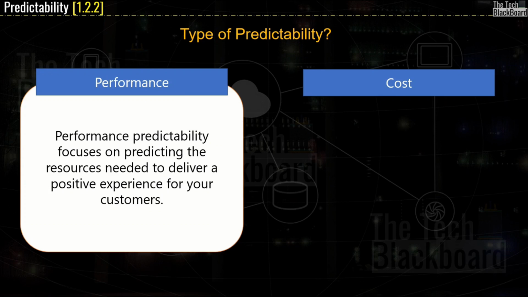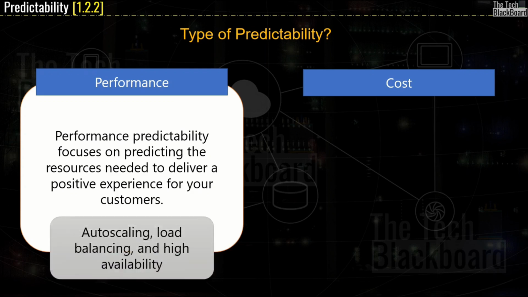For example, let's say that there is a sudden surge of traffic on your website and it's gaining lots of hits. Because of this sudden surge of traffic, your website needs more resources. We just talked about scaling. In this case, auto scaling can deploy additional resources to meet the demand and then scale back when the demand drops. Besides auto scaling, load balancing and high availability are just some of the cloud concepts that support performance predictability.